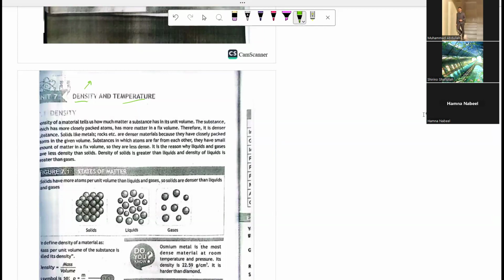Density means how compact an object is, how closely the molecules are packed in a substance. Okay. Do you have anything else to say? Or would you have any formula in mind? Yeah, mass over volume. Okay. And temperature?